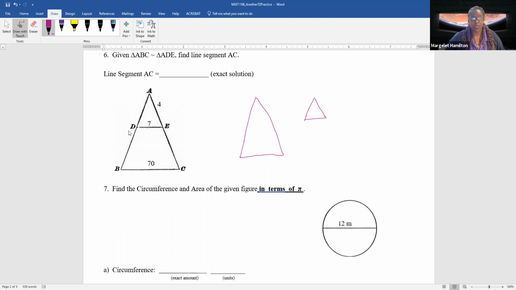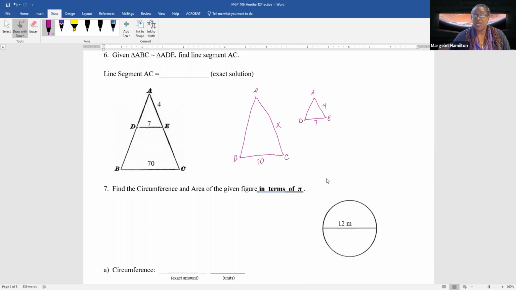Okay, now we're going to label them. So remember, here's our A, our B, and our C for the big triangle. And then for the smaller one, we have an A, a D, and an E, right? Now let's put our numbers on there. So for the big one, we have 70 there. And they want us to find AC. So AC is right here. Let's just call that X. Okay. Right. And then we have on the smaller one, we have our 7 here and a 4 there. Okay. So now we've labeled.